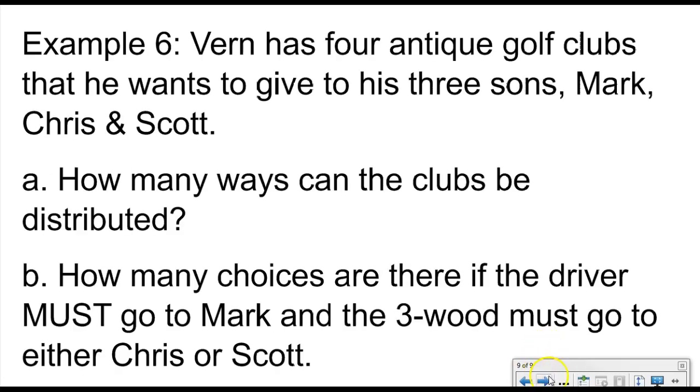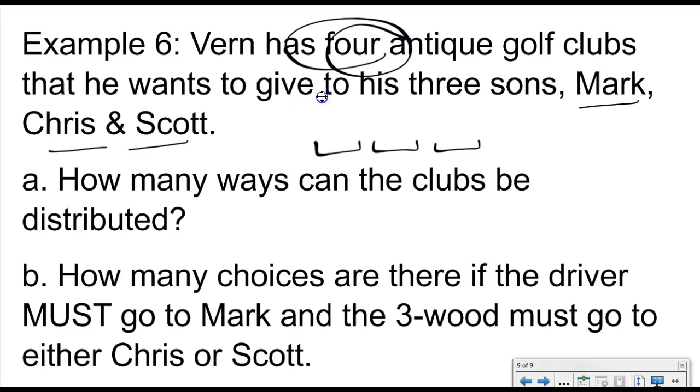Okay, last example. Vern has 4 antique golf clubs that he wants to give to his 3 sons, Mark, Chris, and Scott. So there's 3 people, and he has 4 clubs. So he has 4 clubs he can give to this first person, 3 to this second person, and 2 to the last person. 4 times 3 times 2 is 24.